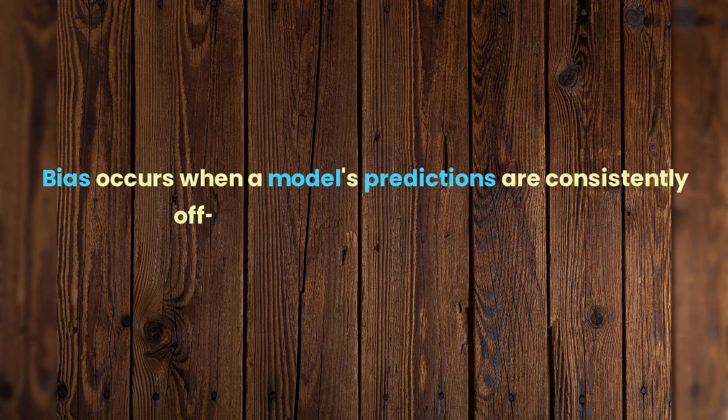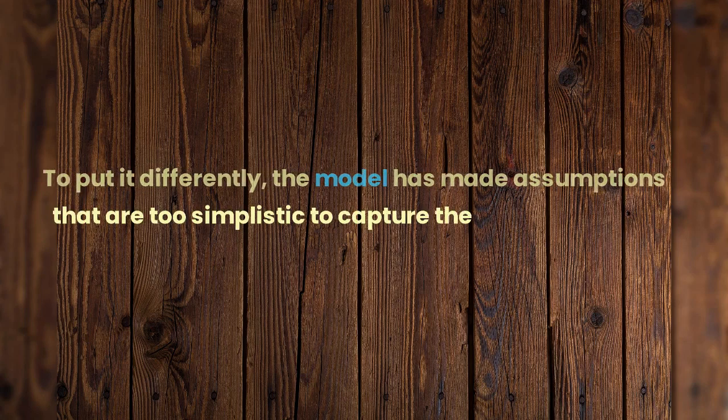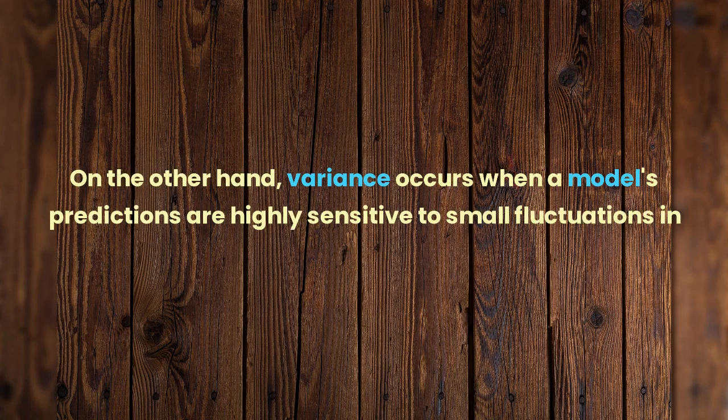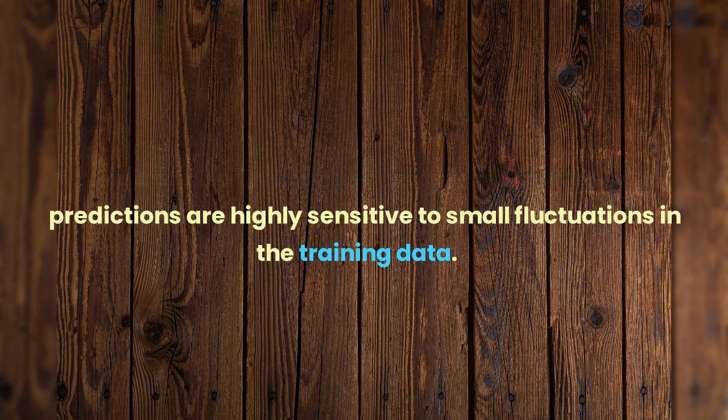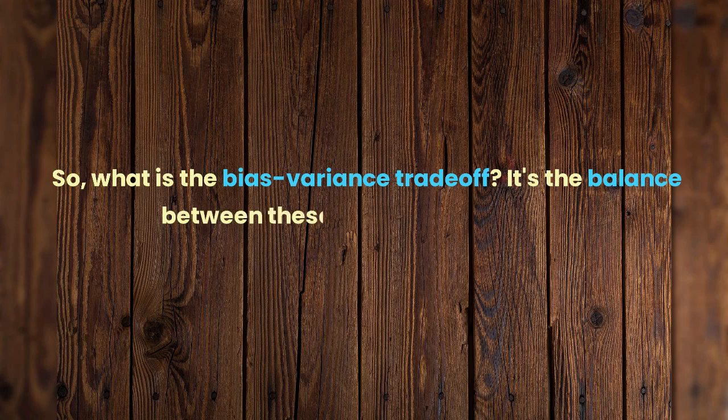Bias occurs when a model's predictions are consistently off target in the same direction. To put it differently, the model has made assumptions that are too simplistic to capture the complexity of the data. On the other hand, variance occurs when a model's predictions are highly sensitive to small fluctuations in the training data. In other words, the model is too complex and has learned the noise in the data rather than the underlying patterns. So, what is the bias-variance trade-off?